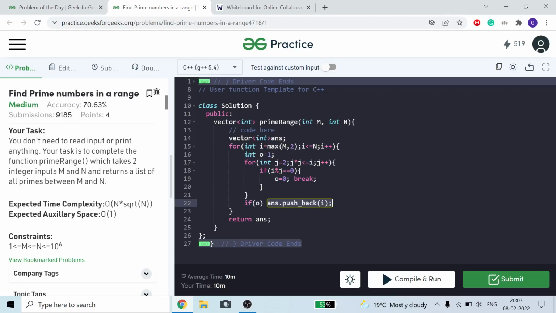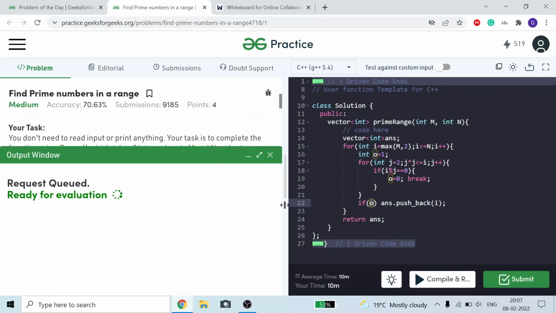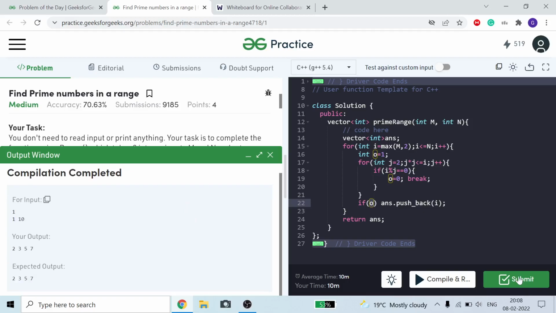If we started from n, then I would need to check a condition that i should not be equal to 1, as otherwise we would show 1 in the answer also. Okay, you can see.